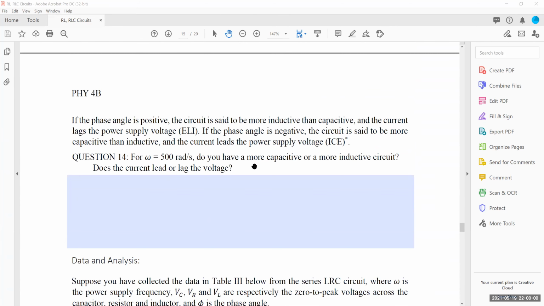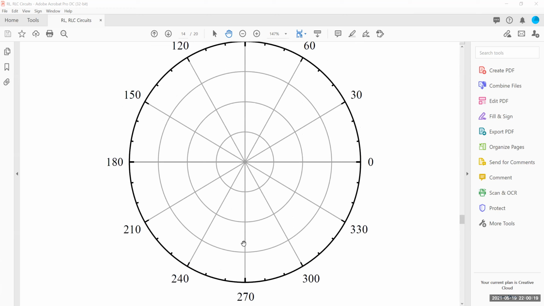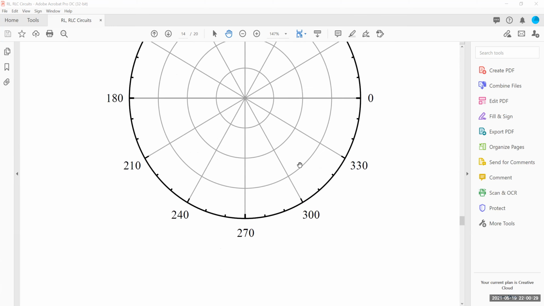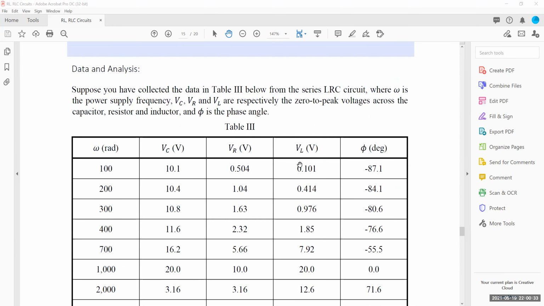Anyway, for omega equals 500, do you have a more capacitive or a more inductive circuit? Basically, which one is winning? Is this longer than the other? If this one is really winning, that means it's inductive. If this one is really longer, that means it's capacitive. If both of them are equal, you have actually the resistance in this case by itself. You are at the resonance in that case, okay? So that's the last question in here for this part in here.